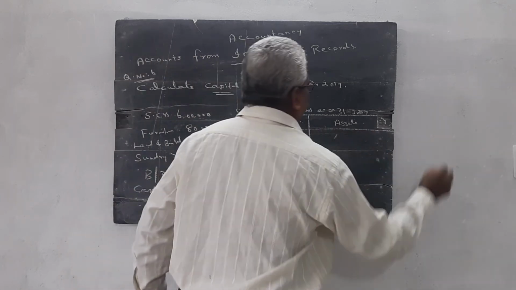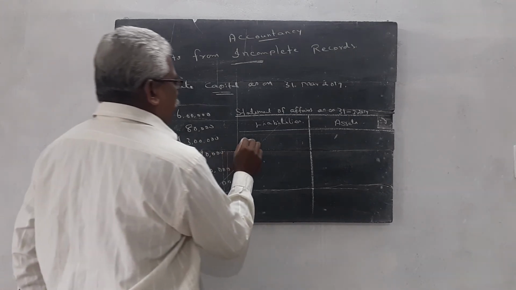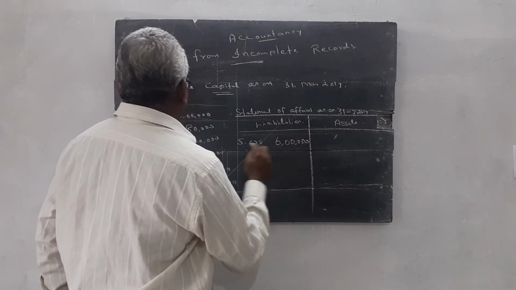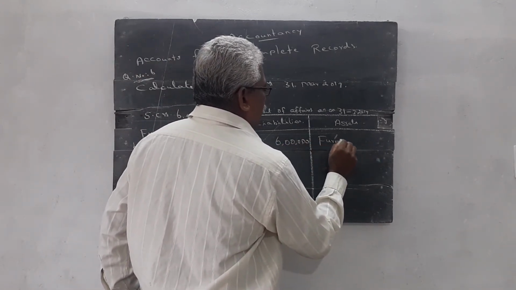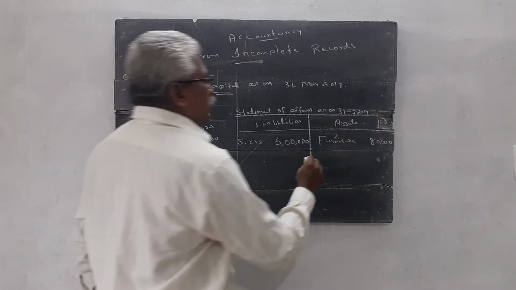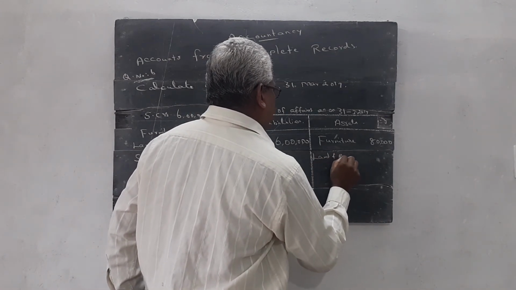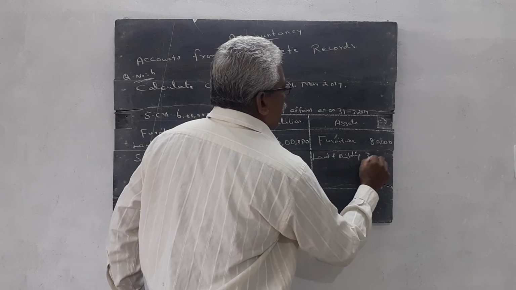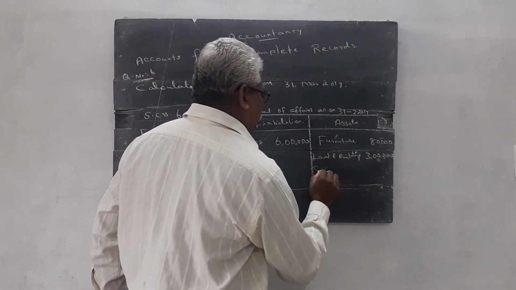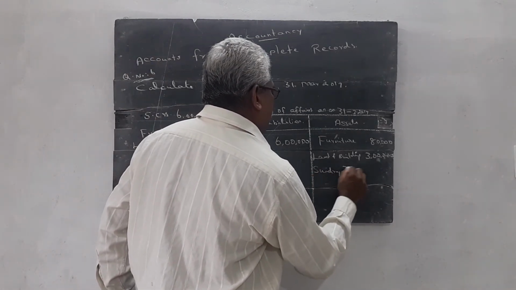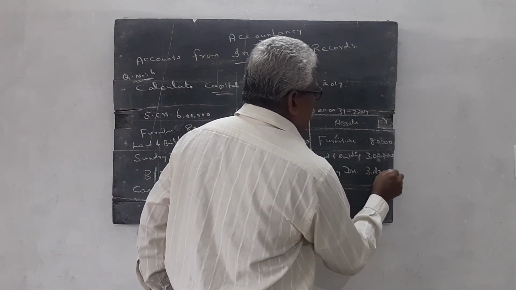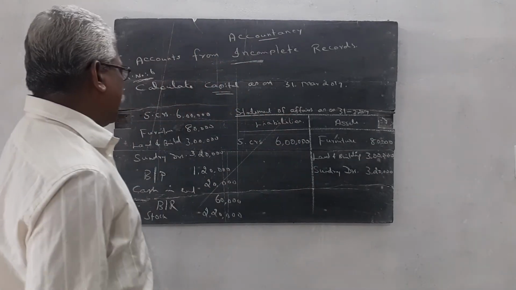Assets and liabilities are entered one by one. First, sundry creditors. Sundry creditors is a liability, 6 lakh. Furniture is an asset, 80,000. Then land and building is an asset, 3 lakh. Then sundry debtors is an asset, 3,20,000. Assets are entered in the asset side, liabilities are entered in the liability side.